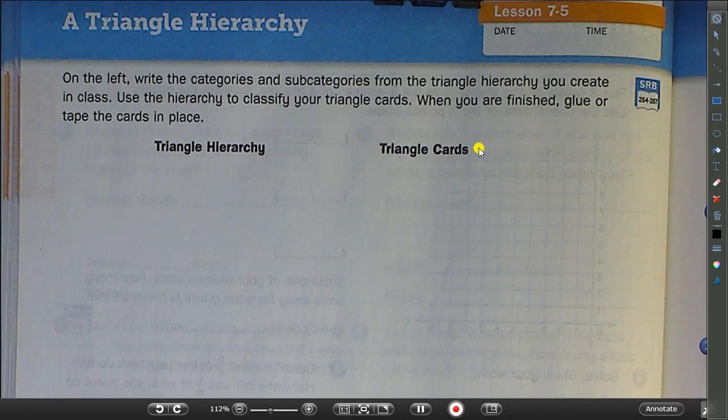Hello class, in this video we're going to look at lesson 7.5, a triangle hierarchy.